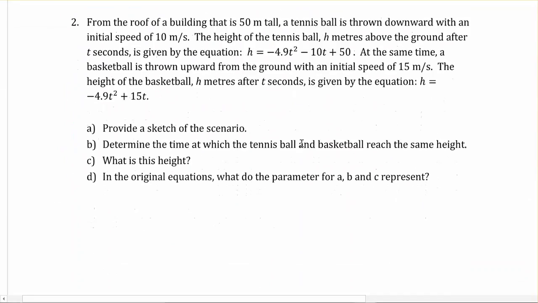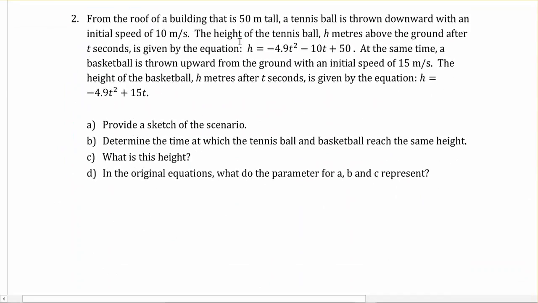The next one says, from the roof of a building that is 50 meters tall, a tennis ball is thrown downward. So from the top of the building, right? We've got a person up here throwing a tennis ball downward, something like that. Maybe I'll make that a different color. Let's make that one blue.